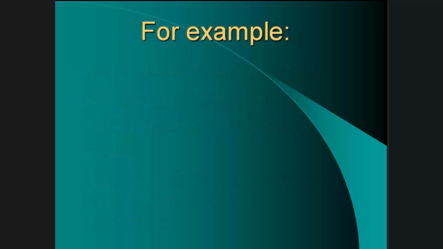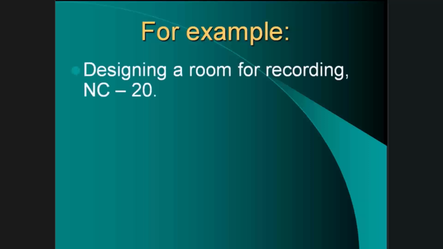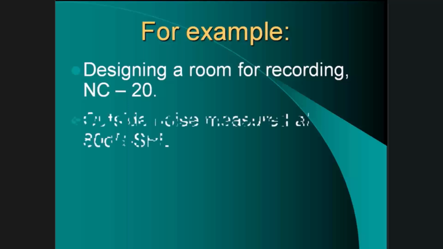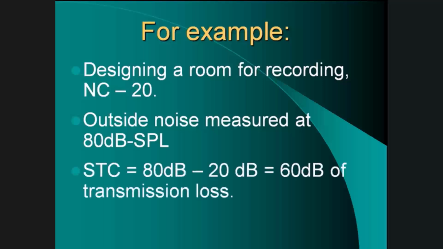For example, if we are designing a room that we want to use for recording, where we want a noise criteria of 20, and we measure the outside noise and we find that it's on average 80 decibels of sound pressure level, to calculate the sound transmission class for the room that we'll need to build, we start with the 80 decibels of the sound from the outside and subtract the 20 decibels of the noise criteria that we need to wind up with, and that tells us that we need a sound transmission class of 60 decibels. Those are pretty hefty walls.